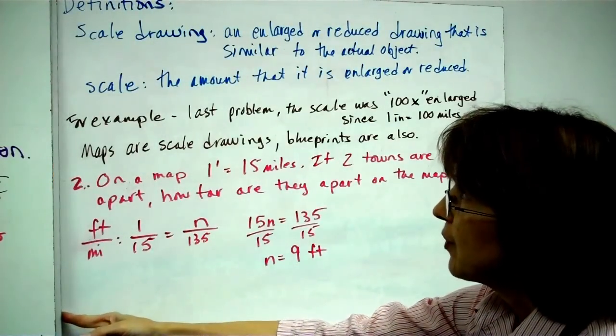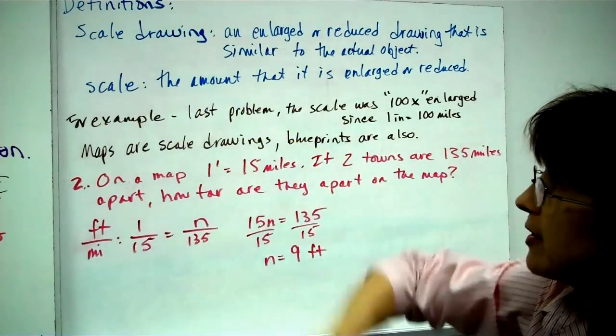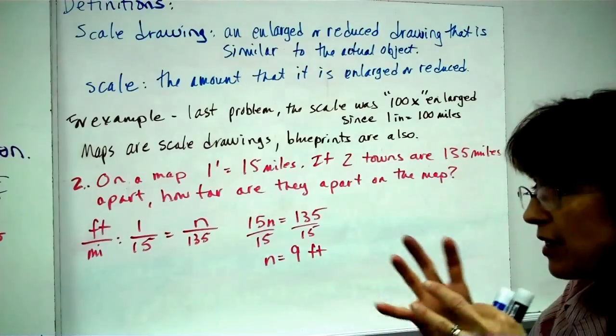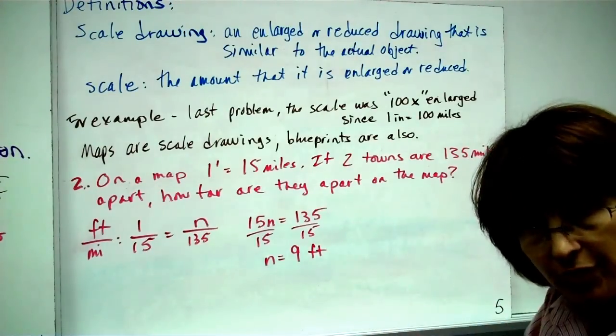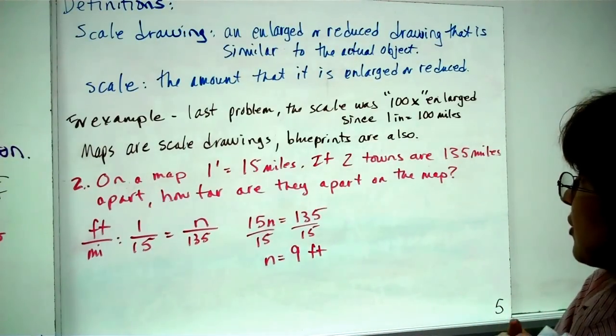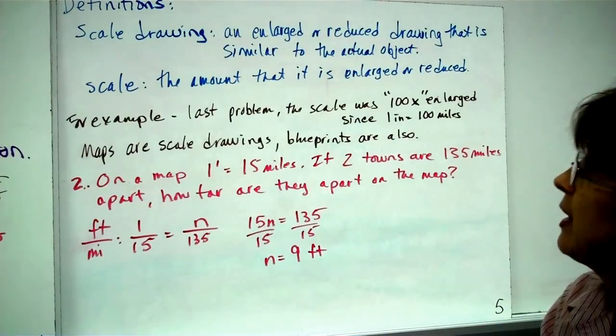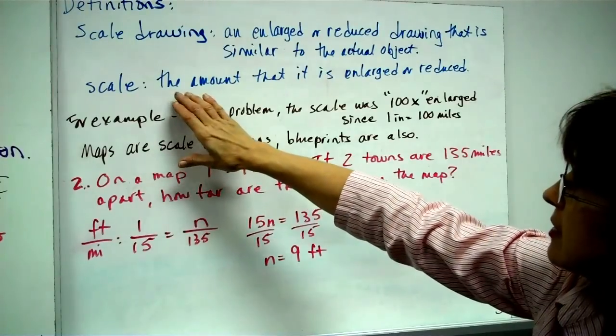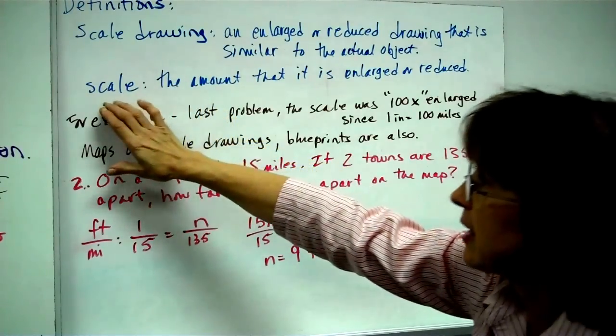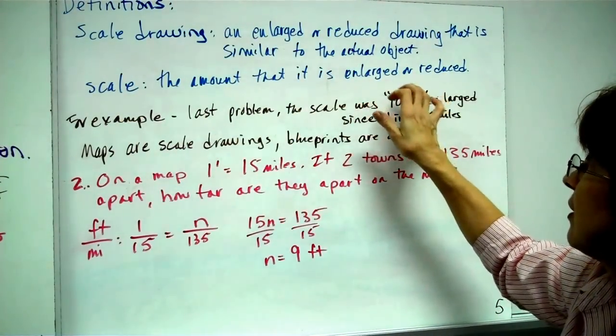Now, a couple of definitions before we keep on going. We have scale drawing. A scale drawing is simply a large picture or a reduced size picture to the actual length. But it's similar because it increased proportionally or decreased proportionally, and the angles stayed the same measure. Now the scale is the amount that it's enlarged or reduced.